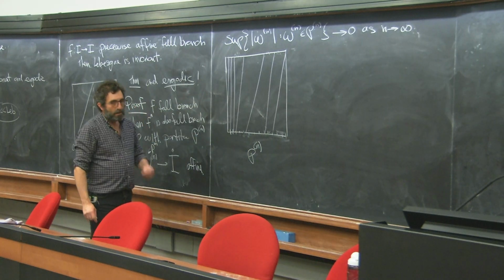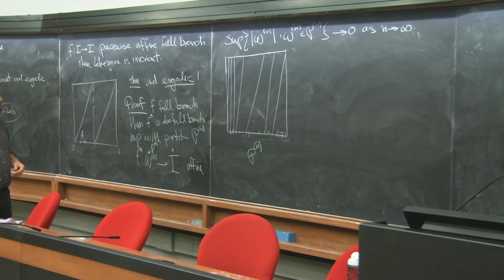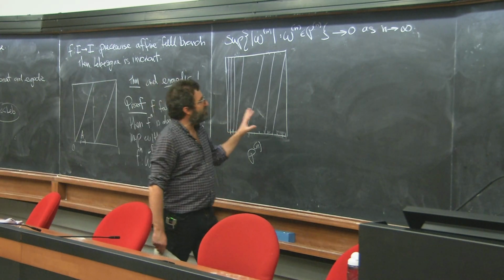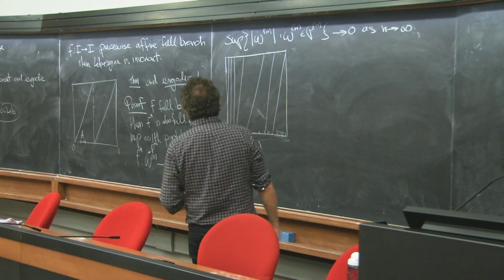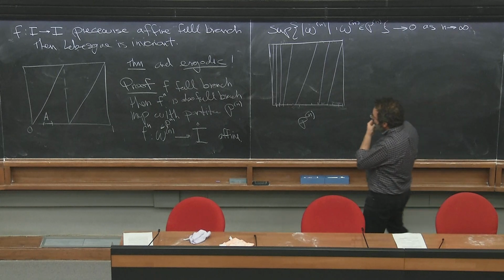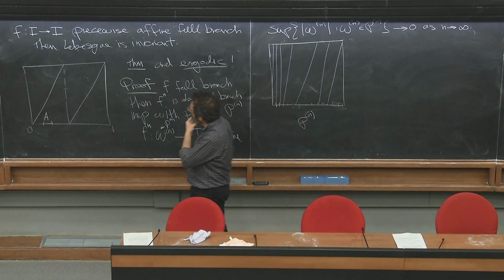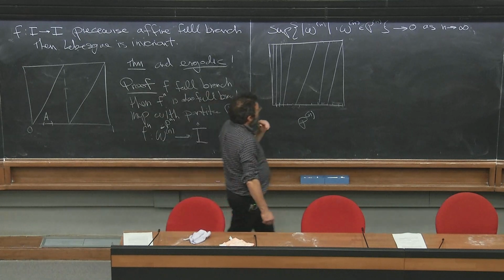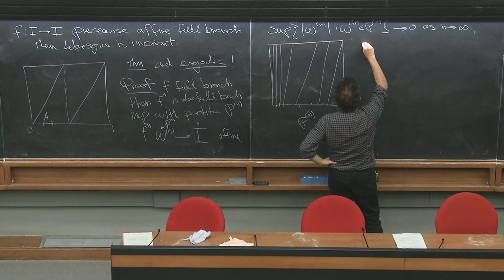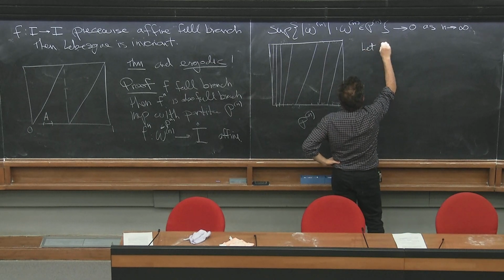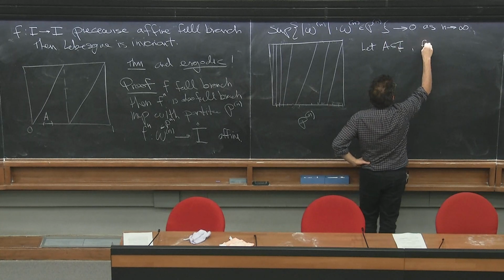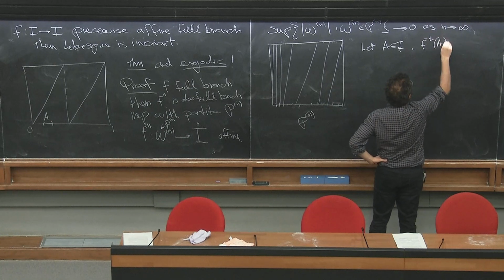Okay, so now how do we prove ergodicity? This is the structural information, the basic information we have about full branch maps. Now, how do we prove ergodicity? Remember the definition of ergodicity. So we need to choose a set. Let A be a set that is backward invariant.